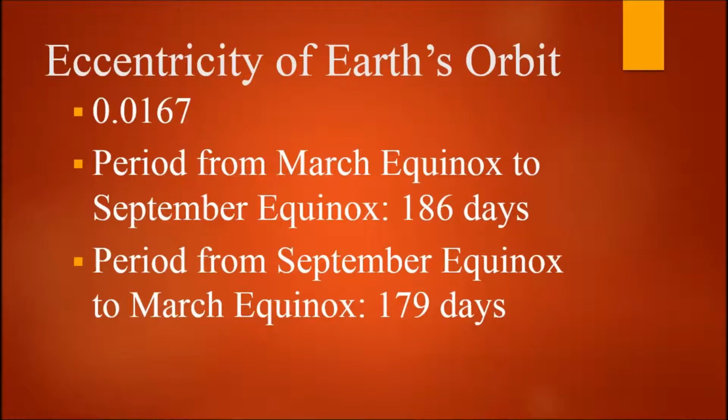The period from the March equinox to the September equinox is about 186 days, while the period from the September equinox to the March equinox is 179 days. This means that there are times when the angular speed of the Earth is greater than others, and this directly contradicts a circular orbit, which would predict a constant angular speed. This is very well explained in Kepler's second law.